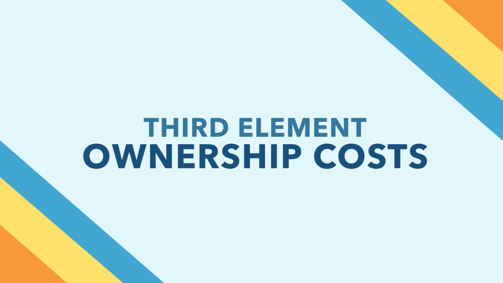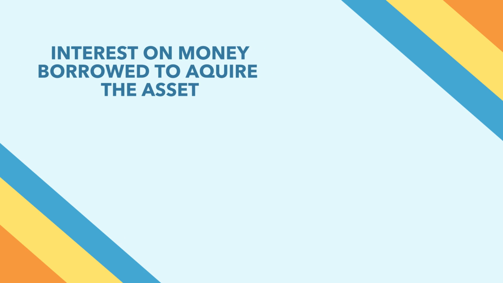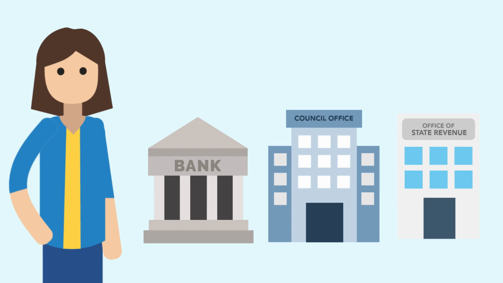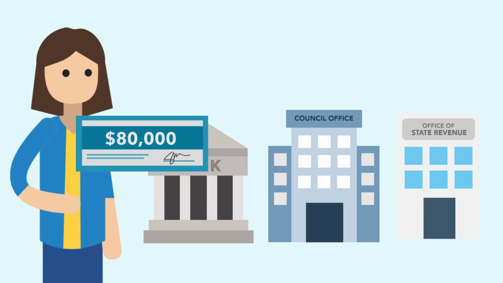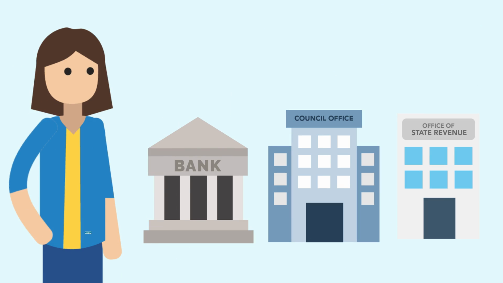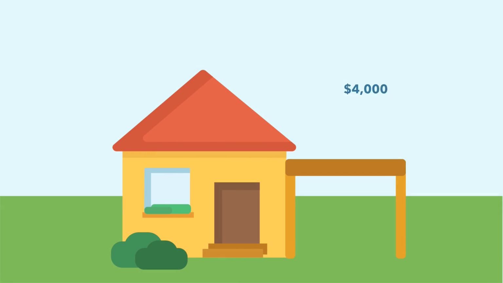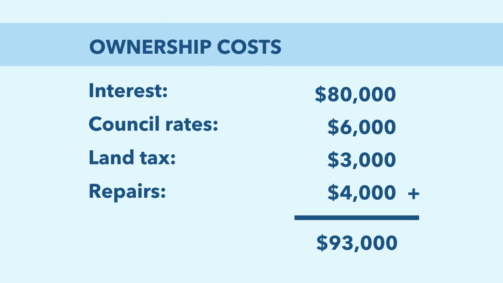The third element is the cost of ownership. That is, expenses that relate to owning the CGT asset. Examples include interest on money borrowed to acquire the asset, costs of repairs, rates, or land tax. During Ms. Smith's ownership period, she incurred $80,000 in interest on her mortgage. She also paid $6,000 in council rates and $3,000 in land tax. A storm caused damage to her roof, which she then repaired at a cost of $4,000. The third element of her cost base would be $93,000.